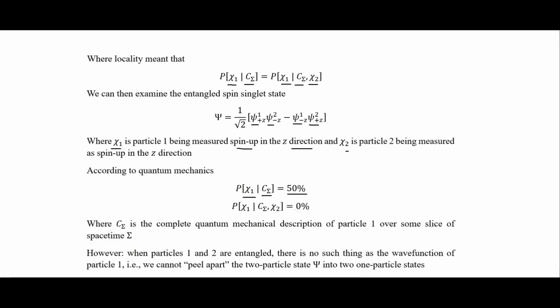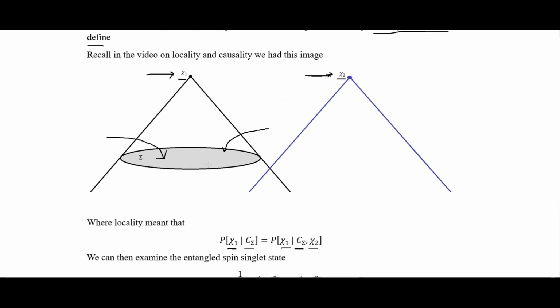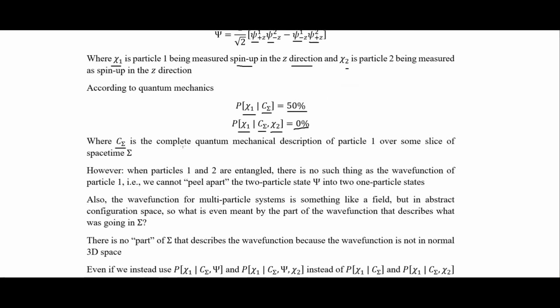But quantum mechanics also says that if we have this complete specification of events on the space-time slice, and we have that the chi sub 2, our second particle, was also measured as spin up, then the probability that we get spin up at chi sub 1 is 0%. Like I said, this is the complete quantum mechanical description of particle 1 over this slice of space-time sigma. So this gray slice of our space-time right there.